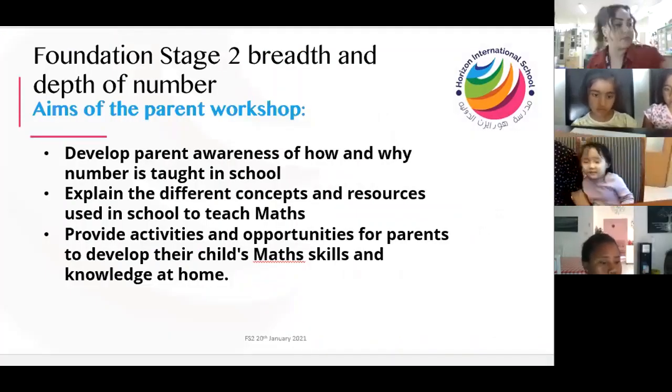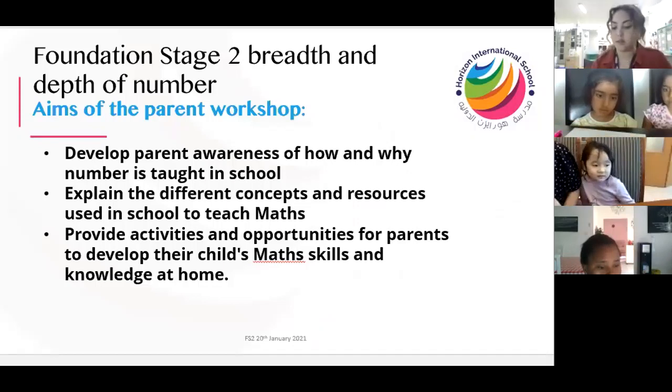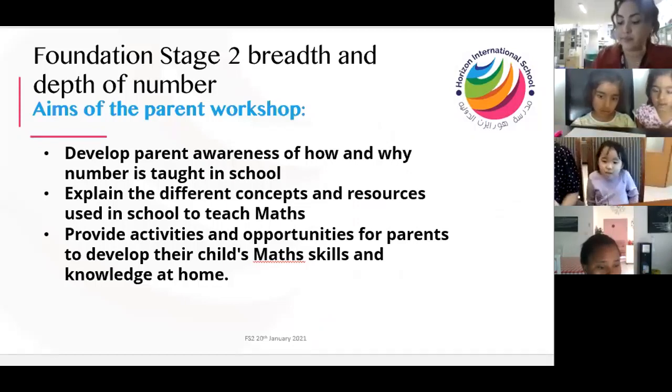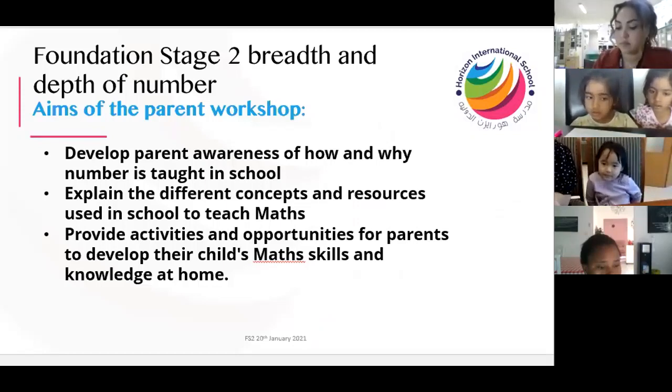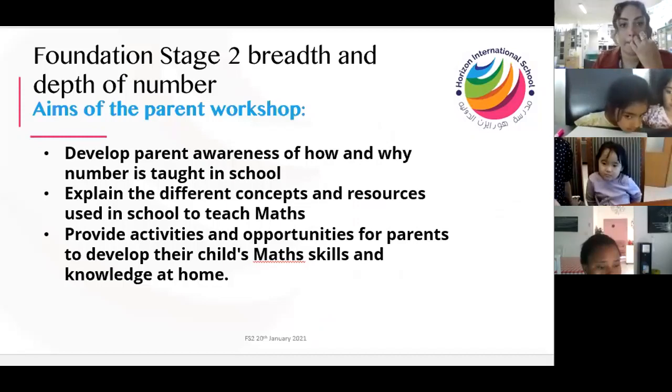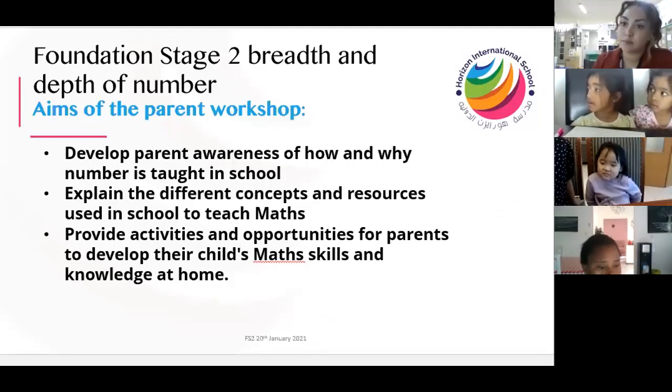So at Horizon International School, we want children to develop a secure awareness of number, and we do this through the way that we teach it in school. This presentation is going to tell you about how and why number is taught in school, explain the different concepts and resources we use in school to teach maths, and it's going to give you lots of practical activities and ideas for you to try at home to develop your child's math skills.